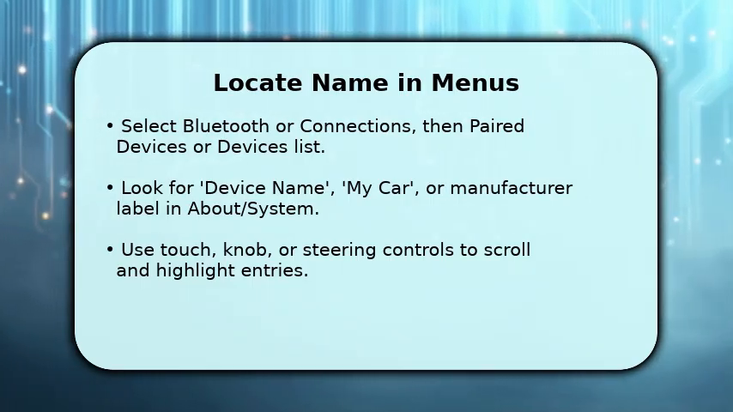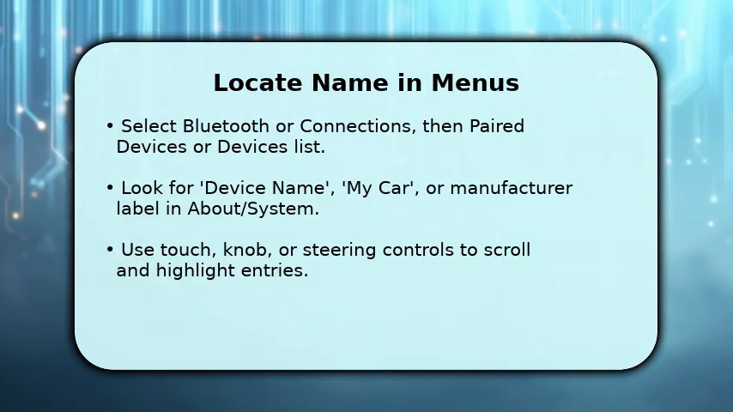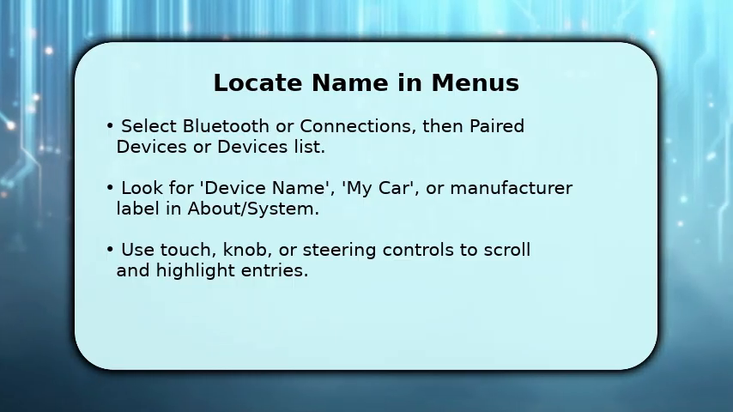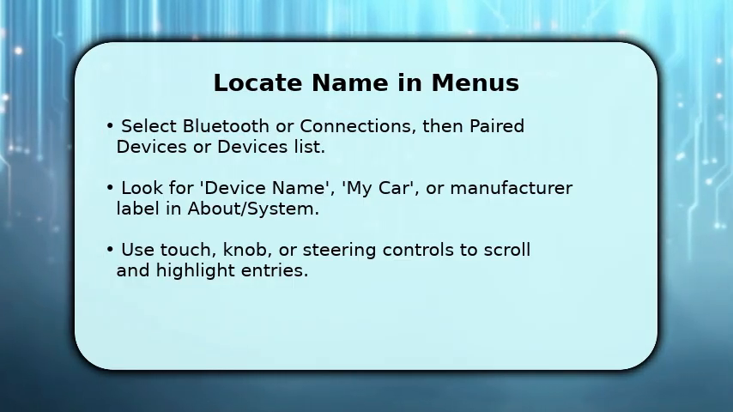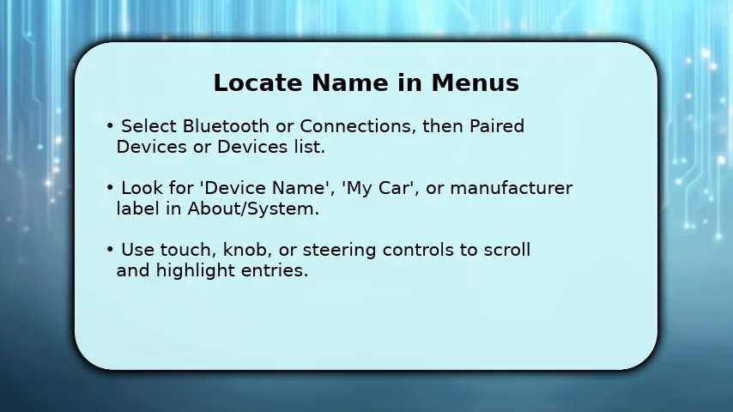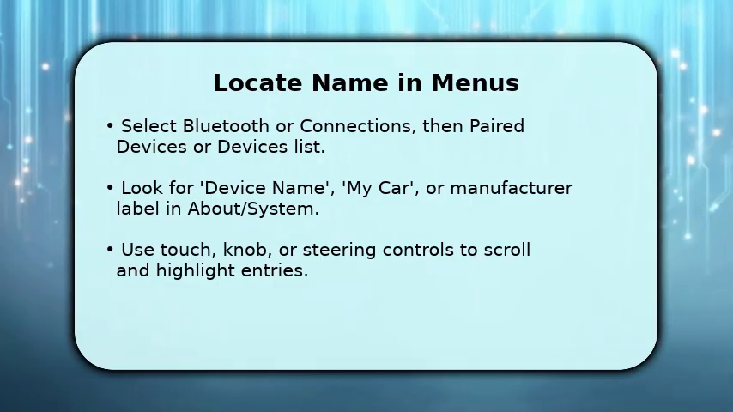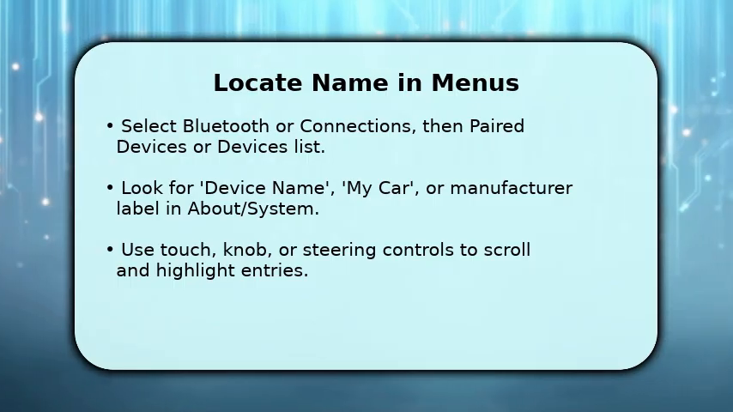If you see multiple names, use MAC-like suffixes or the phone model to identify the right entry. Make sure to use the appropriate control method, touchscreen, rotary knob, or steering buttons so the selection responds correctly.